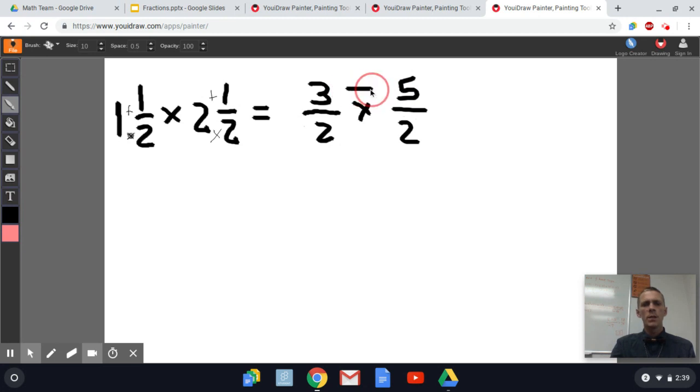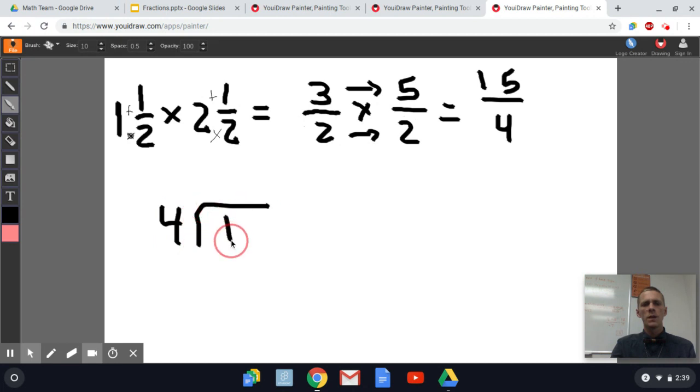Now our next step is to multiply straight across. 3 times 5 gives us 15. We have 2 times 2, which will give us 4. And now we have an improper fraction. So let's go ahead and change our improper fraction into a mixed number. 4 divided into 15. Because remember, we do the bottom divided into the top.